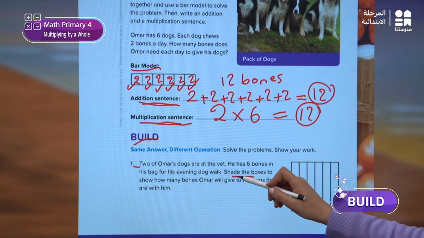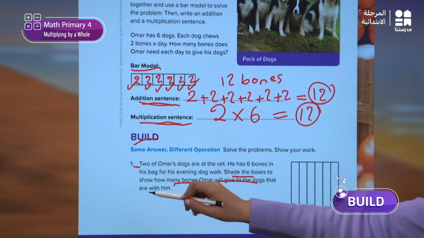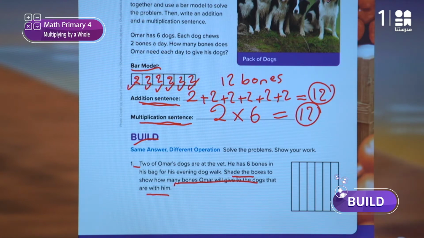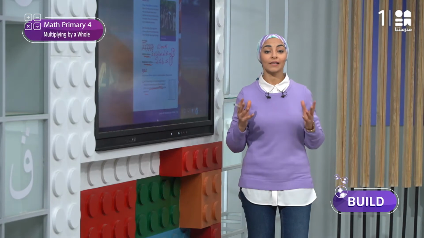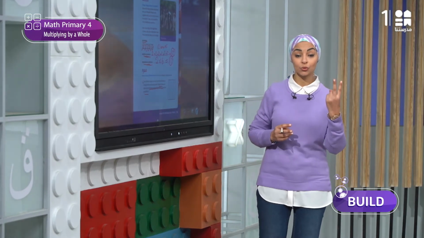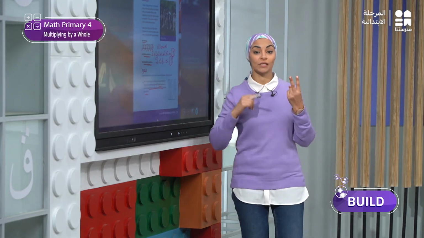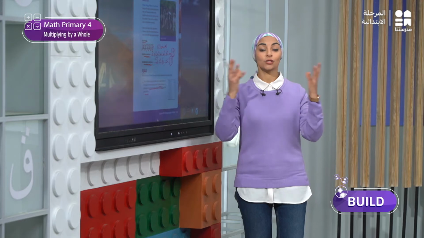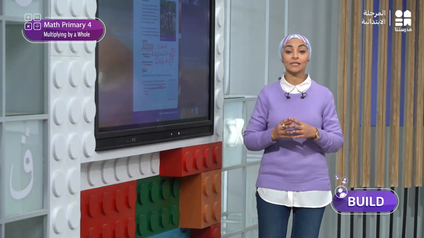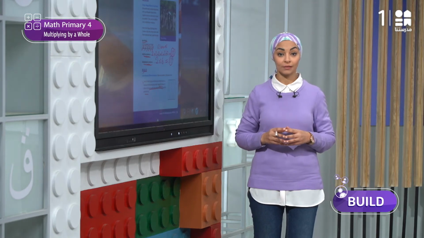Sorry. He wants me to shade the boxes to show how many bones Omar will give to the dogs that are with him in the walk. Okay, as you know, in order to find the rest of the bones, what will I do? Yes, we will subtract 2, the number of dogs that are not with Omar, from the total number of dogs, which is 6 dogs. So the number of bones is 4, right?